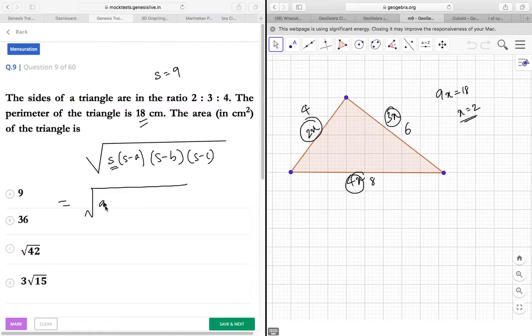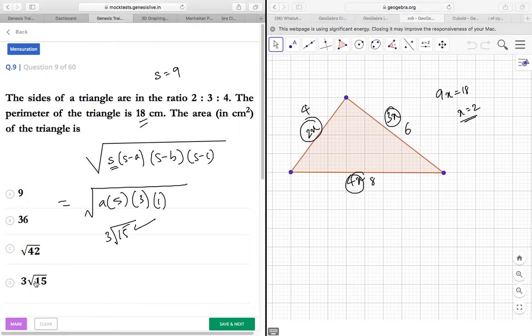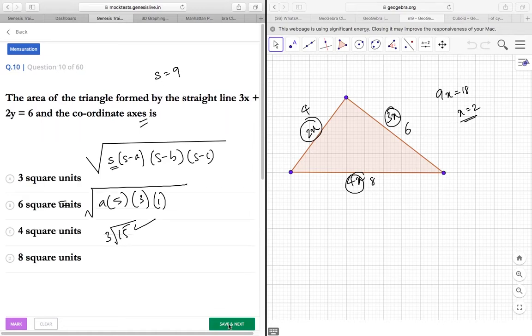So S is 9, into S minus A, which is 9 minus 4, which is 5, and then 9 minus 6 is 3, and then 9 minus 8 is 1. So square root of 9 is anyways 3, root of 5 times 3 is 15. So the answer is option D. Brilliant, easy question. Next one.